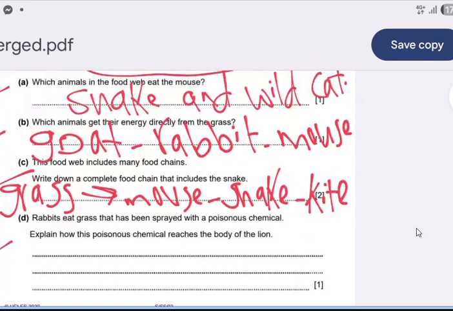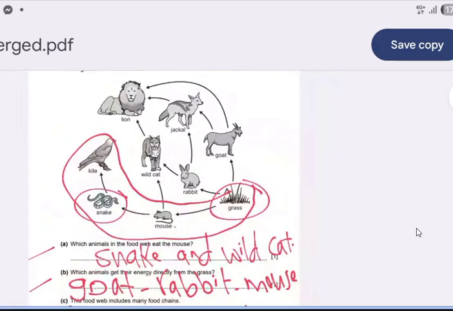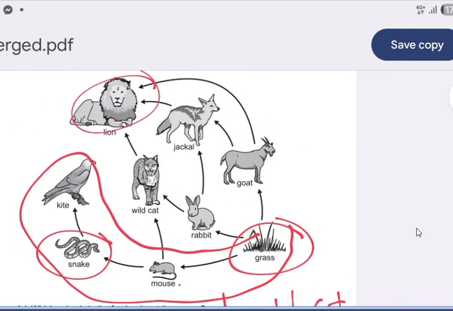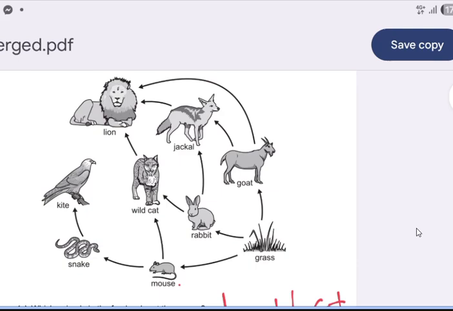After that, rabbits eat grass that has been sprayed with a poisonous chemical. There is a poison in this grass. Explain how the poisonous chemical reaches the body of the lion. So let's see. This is a lion, and this is a grass which has poison. So the lion can eat what, or what that already ate what? The lion can eat, huh? The goat?